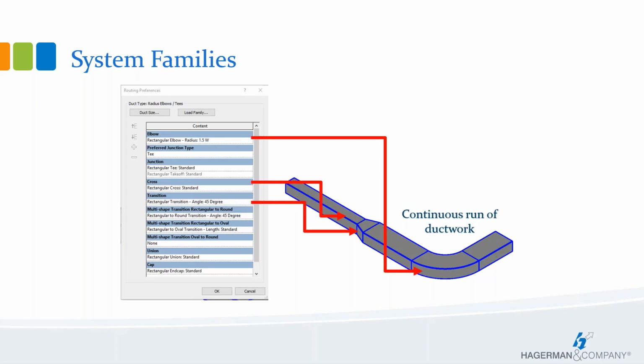In this example on the screen, you can see a continuous run of ductwork alongside the routing preferences, where we have specified what component families to use for each condition. So as you can see, these get more complicated than a standard component family, but can be shared between projects, and unfortunately can't necessarily live outside of the project environment. In other words, you can't save the whole system family out to a library location like you could with a RFA single component family.